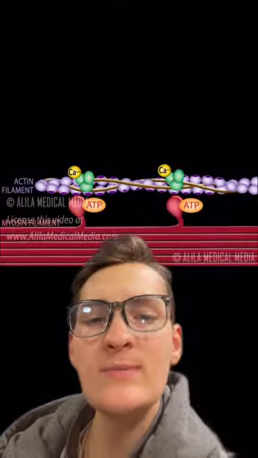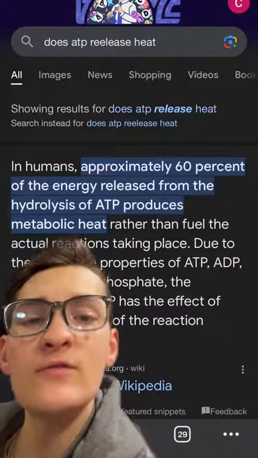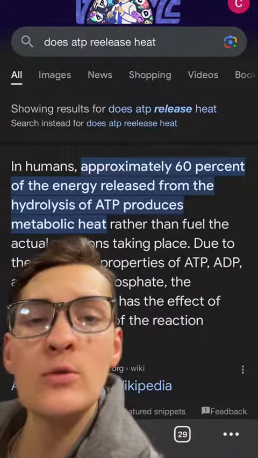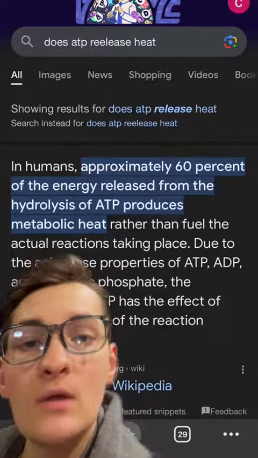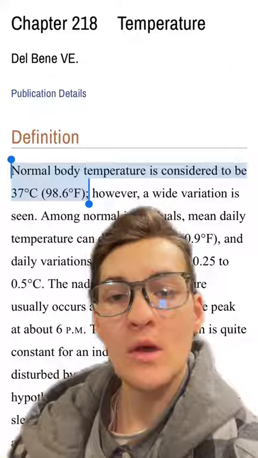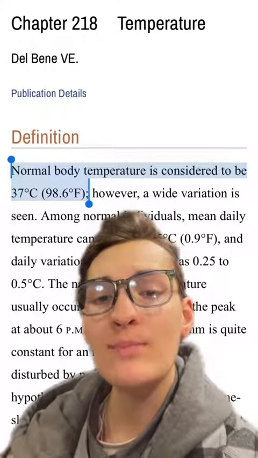When we use ATP, we break it back into ADP and phosphate. These molecules are then released and can be used to regenerate ATP. Importantly, approximately 40% of the energy released is used to power cellular reactions. The other 60% is released into the environment in the form of heat. And this heat release is actually used to maintain our normal body temperature around 98.6.